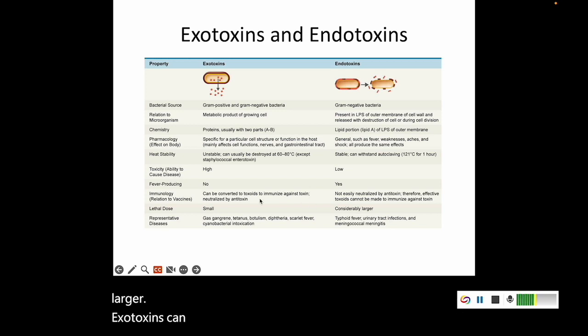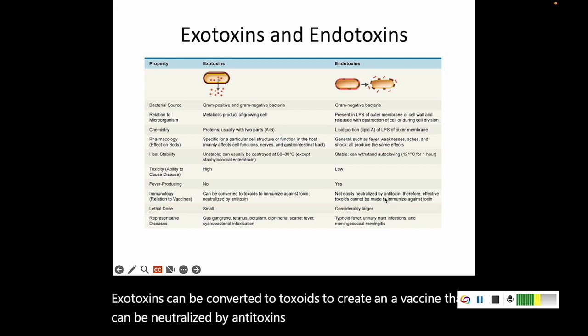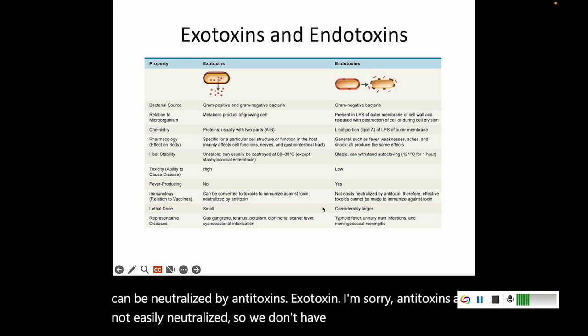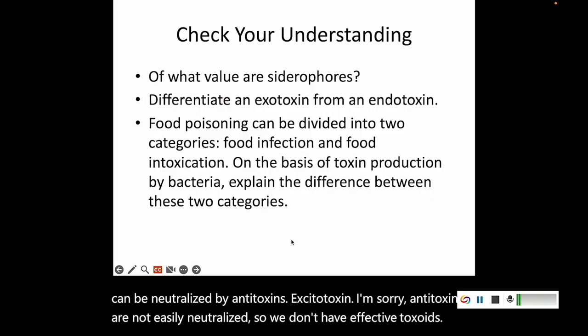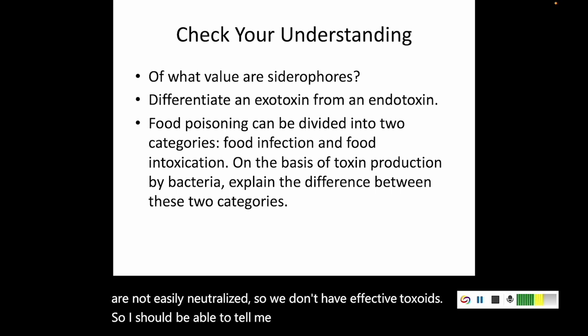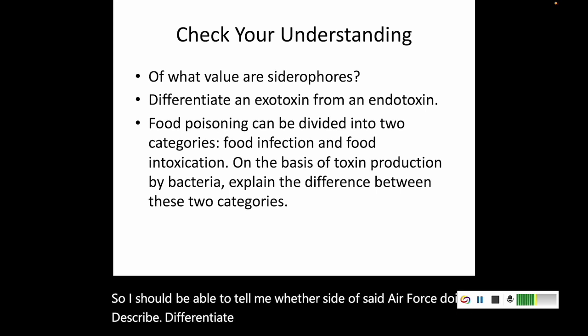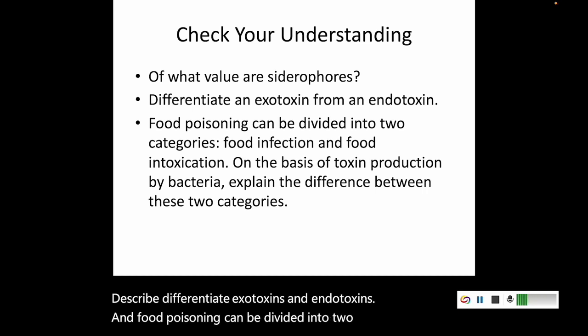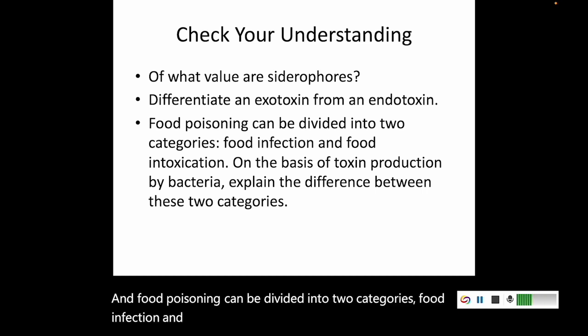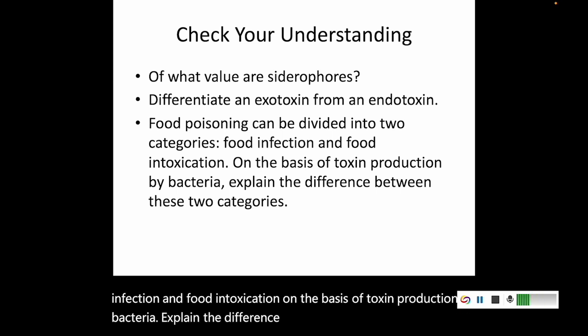Exotoxins can be converted to toxoids to create a vaccine. They can be neutralized by antitoxins. Endotoxins are not easily neutralized, so we don't have effective toxoids. So now you should be able to tell me, what are siderophores doing? Describe and differentiate exotoxins and endotoxins. And food poisoning can be divided into two categories: food infection and food intoxication. On the basis of toxin production by bacteria, explain the difference between these two categories.